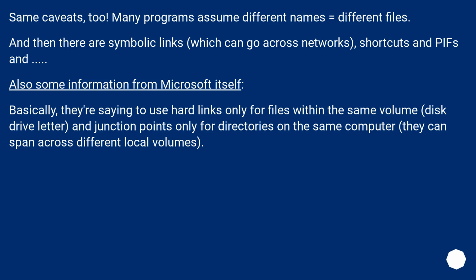And then there are symbolic links, which can go across networks, shortcuts and so on, and also some information from Microsoft itself. Basically, they're saying to use hard links only for files within the same volume, disk drive letter, and junction points only for directories on the same computer. They can span across different local volumes.